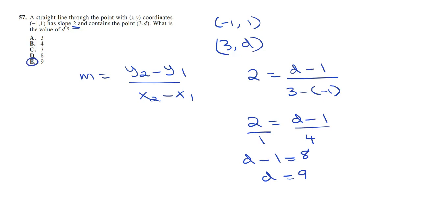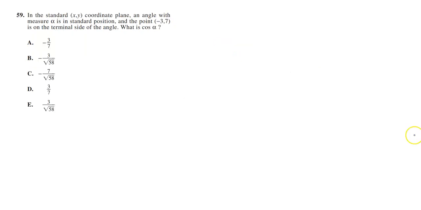Right here. And then we have this one right here. In the standard XY coordinate plane, an angle with measure alpha is in standard position and the point -3, 7. So let's just draw this. Negative 3, 7, so that's going to be right here. So we're going to do it right here, and let's draw.